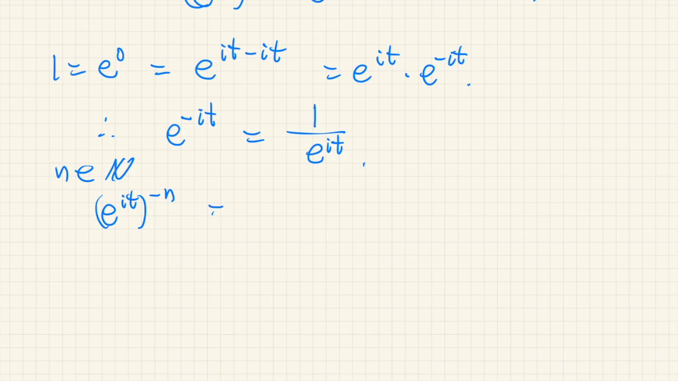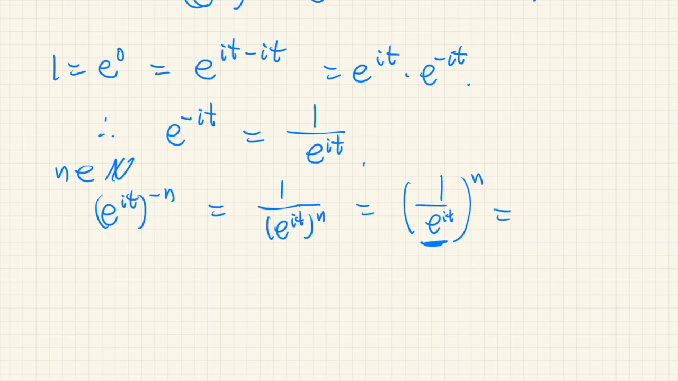So this means 1 over e to the power of it to the power of n. But this is equal to 1 over e to the power of it to the power of n. But this inside is here, this one. So that is e to the power of negative it to the power of n. Now this power is a positive integer, so we can use the previous result.